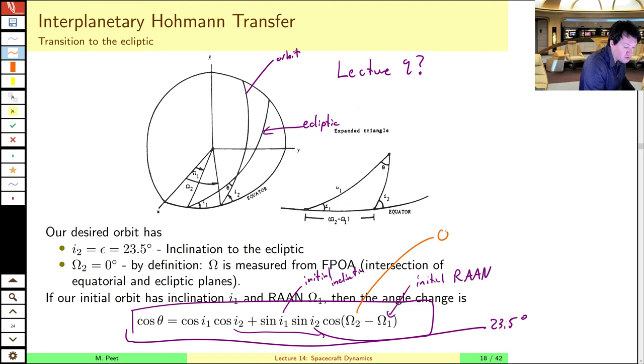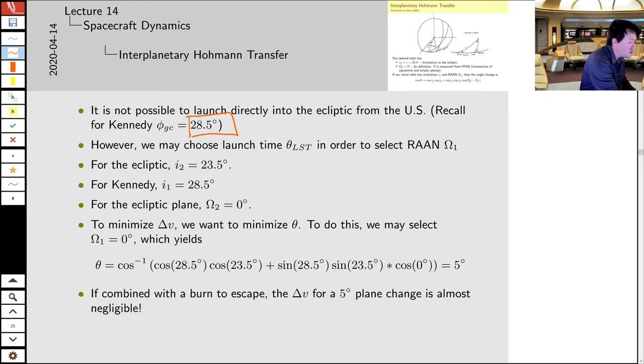So this is 0, this is 23, this is 23, and this is whatever we launched into. So there's a plane change maneuver using this formula based on those numbers. The only things that'll change here are this number, and this number. For example, Kennedy's at 28 degrees, so your minimum inclination from Kennedy is 28 degrees.